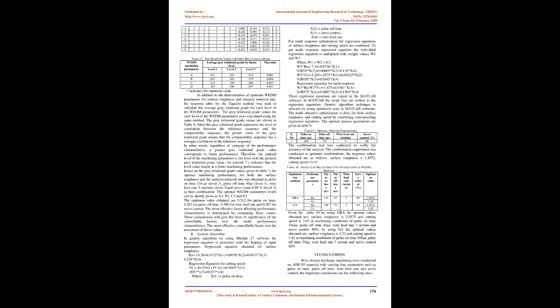Therefore, experiment number 7 is the optimal machining parameters setting for minimum surface roughness and maximum cutting speed simultaneously, i.e. the best multi-performance characteristics, among the 9 experiments.